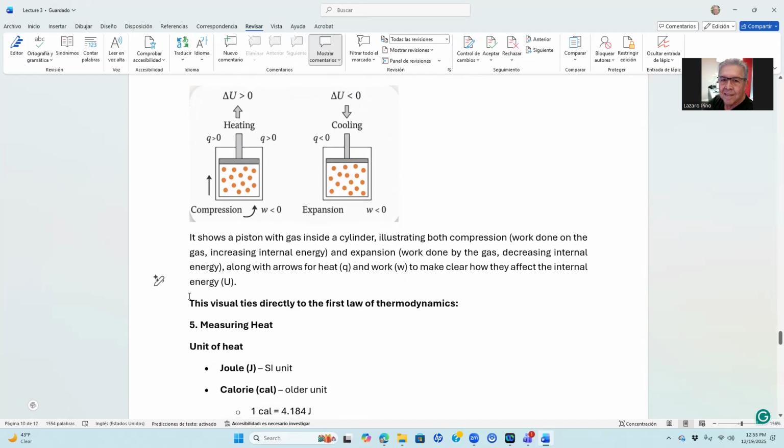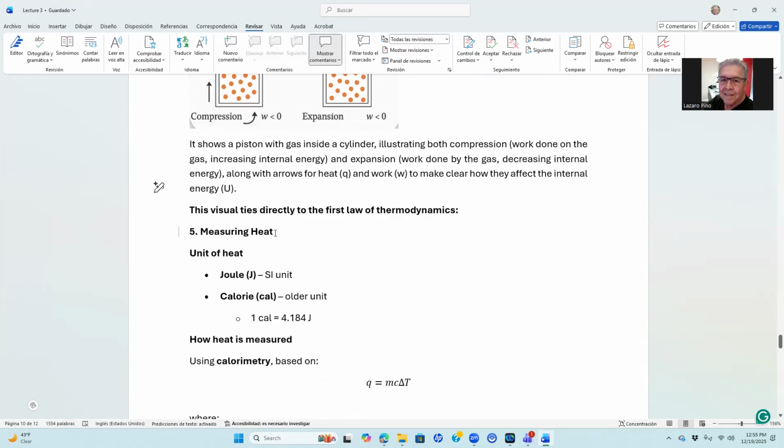Let's see then. Measuring heat. The units of heat are joule in the international system, or calorie, that is an old unit. 1 calorie is equal to 4.184 joules. This conversion is very important. You can have a question asking to convert a certain amount of calories into joule, then you have to use the dimensional analysis that I showed you in the last lecture to convert calories into joule.